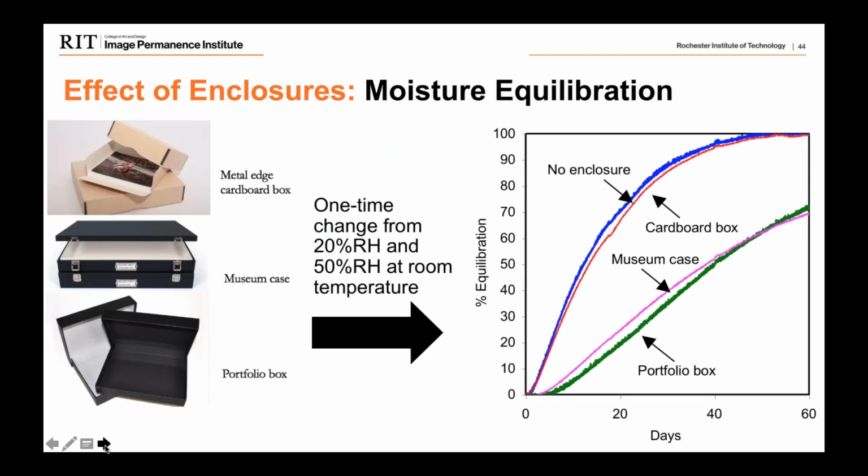However, when we look at moisture equilibration, it's a different story. And we often see that enclosures can slow and reduce the effects of relative humidity changes. So we always encourage people, if they are concerned about changes to relative humidity, to make sure that the data you're collecting is where the objects actually are.